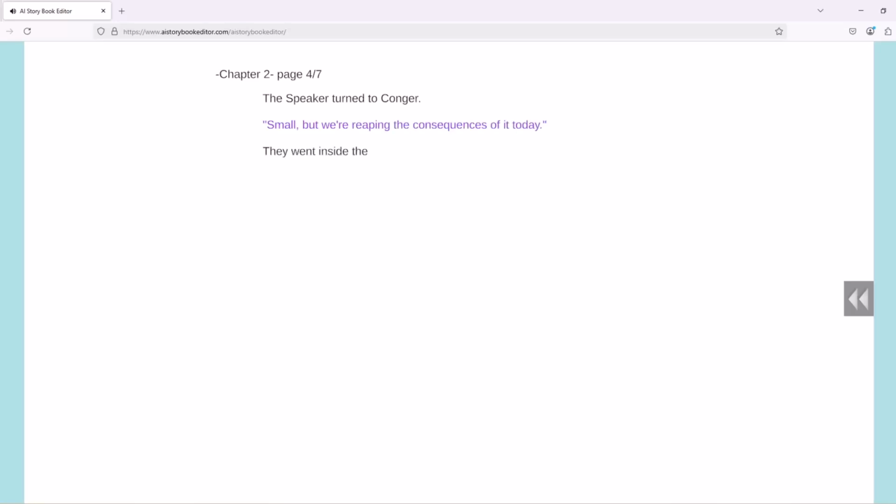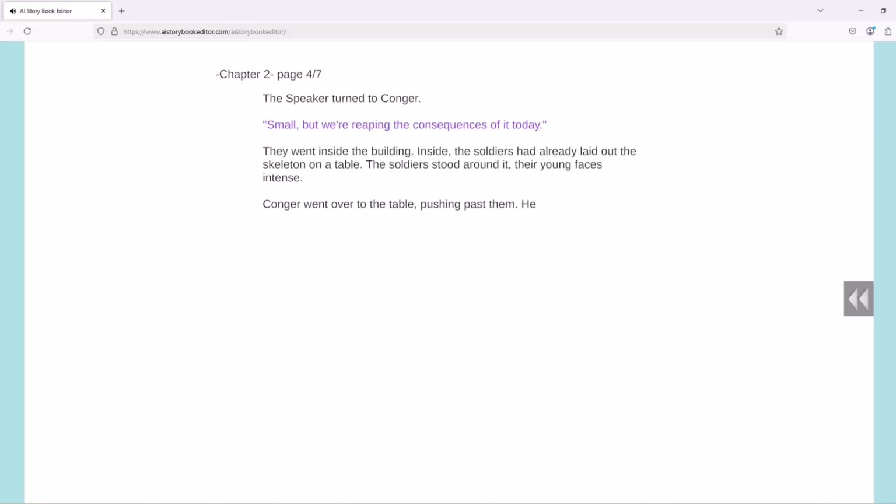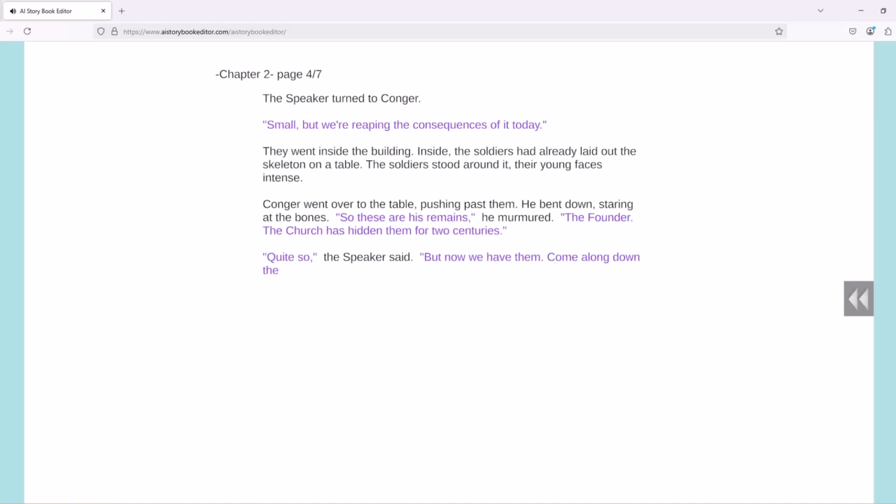They went inside the building. Inside, the soldiers had already laid out the skeleton on a table. The soldiers stood around it, their young faces intense. Conger went over to the table, pushing past them. He bent down, staring at the bones. "So these are his remains," he murmured. "The founder. The church has hidden them for 2 centuries." "Quite so," the speaker said. "But now we have them. Come along down the hall."